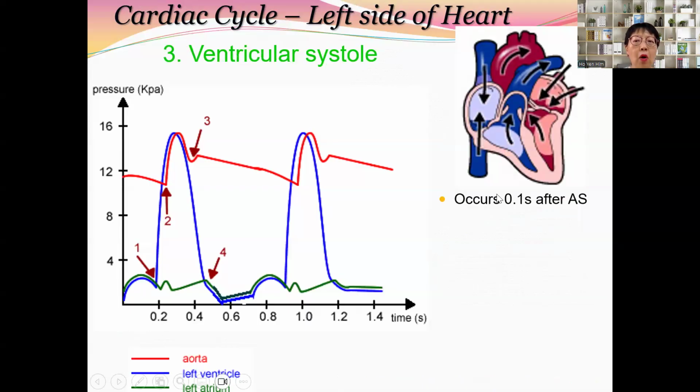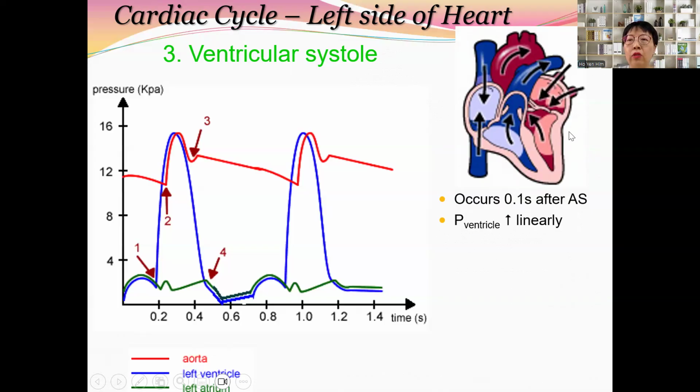So about 0.1 second after atrial systole, ventricle systole will happen. So this graph is not so accurate. It's about 0.1 second after atrial systole, ventricle will systole. So in this chart here, it shows ventricle systole, correct or not?